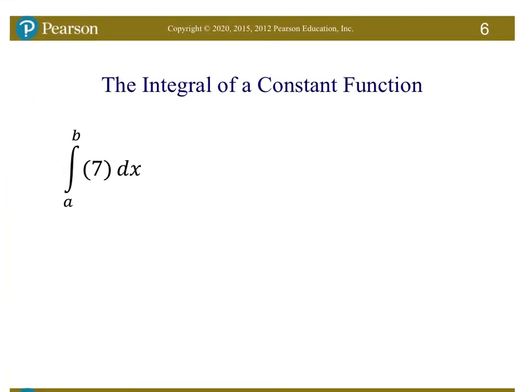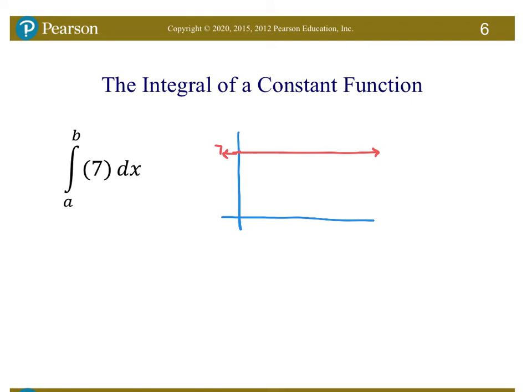So what does this symbol mean? If I asked you for the answer for this, usually it helps to draw it. This is a constant number 7. And so that means the area bounded by the constant value 7. There's the function for 7, starting at a and ending at b.